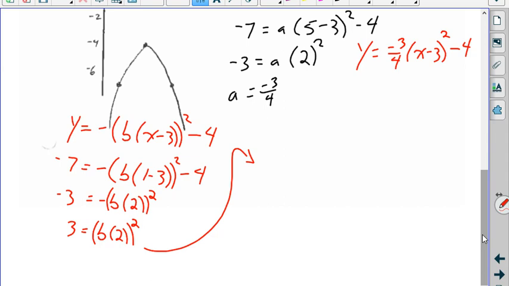Take the square root of both sides. Plus or minus square root of 3, because we always have to take the positive and the negative. We may be able to ignore it later on. We are in this case. b is equal to plus or minus the square root of 3/2.